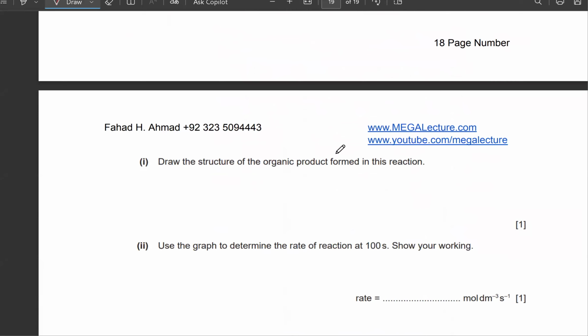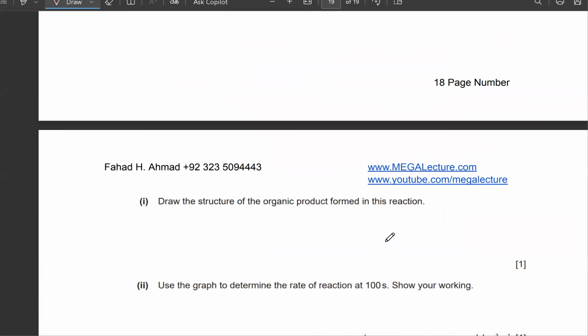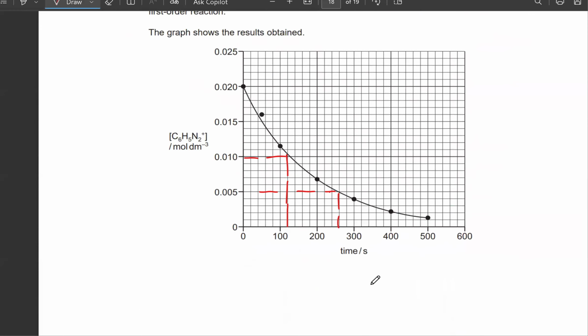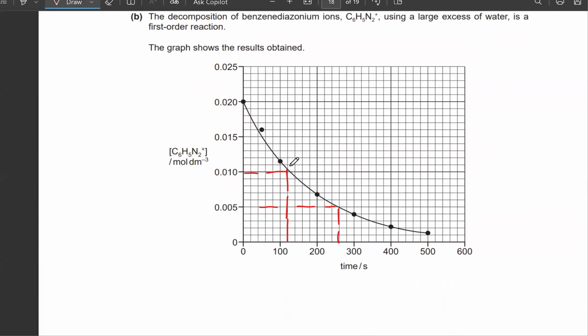Draw the structure of the organic product formed. Use the graph to determine the rate of reaction at 100 seconds. We're going to do the rate question at 100 seconds. So at 100 seconds, you're going to draw a tangent. Put a ruler and draw the tangent, and the gradient of this tangent is going to be the rate of the reaction, which is the difference in y, that's 0.017.